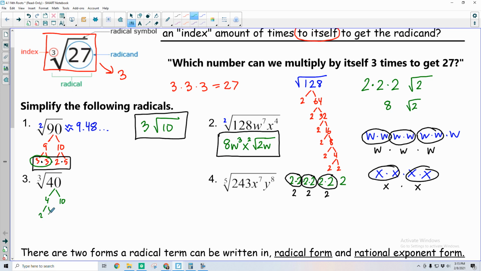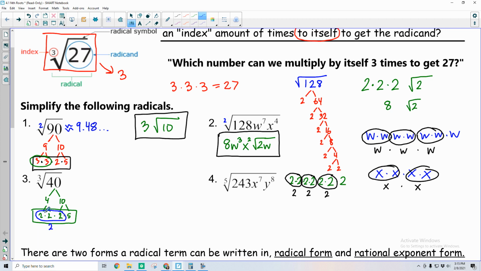So let's see, 2 times 2, 2 times 5, great. So this is our secret code for 40: 2 times 2 times 2 times 5, okay? Now, since my index is 3, I'm going to take out my answers in groups of 3. So there's only these 2 3s here that I see 3 times, okay? So for this whole group of 3, I can take out still just 1 2.